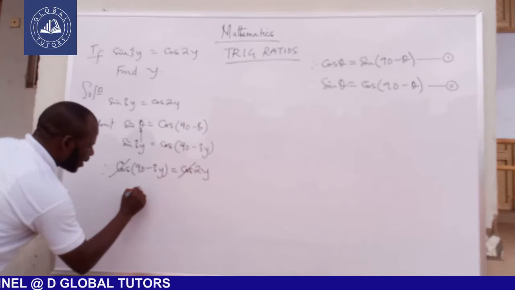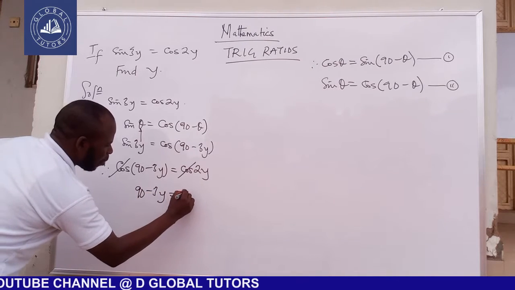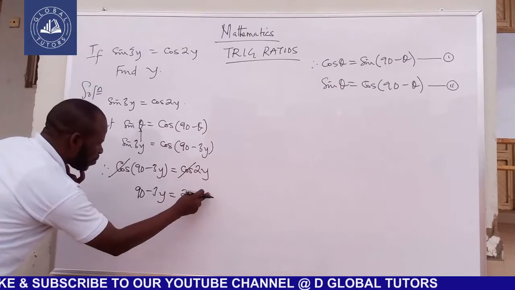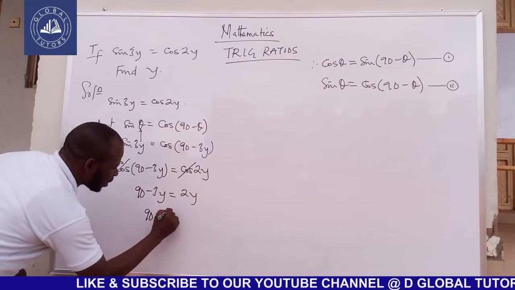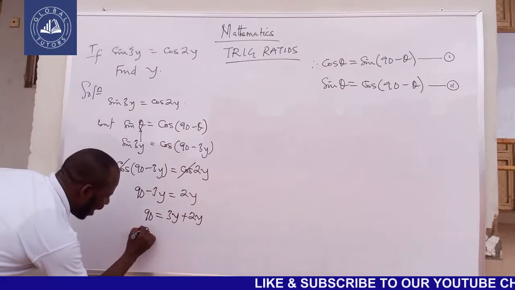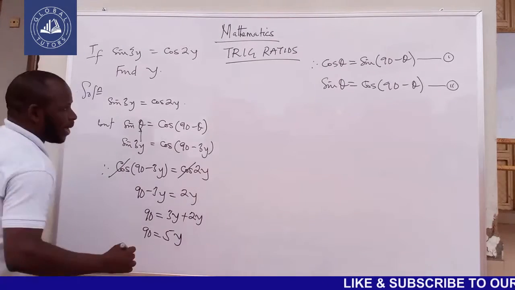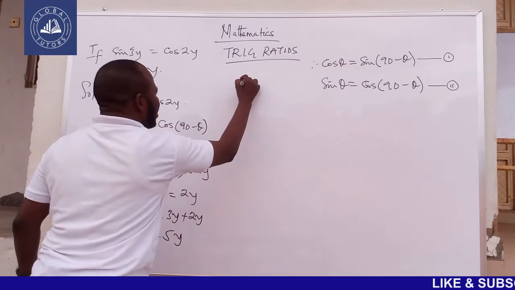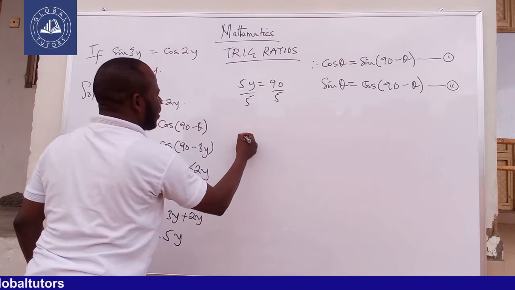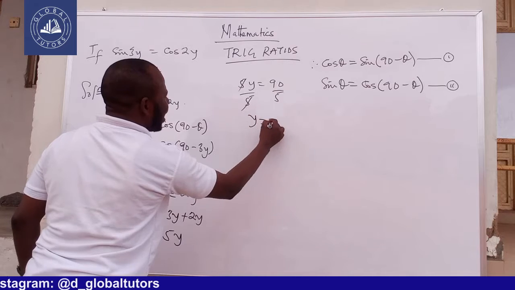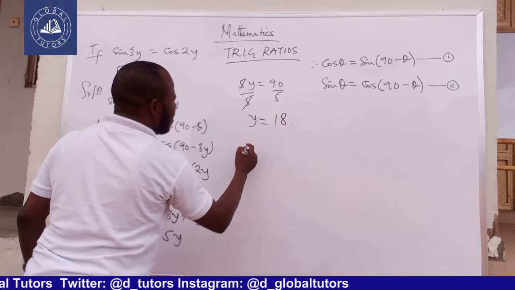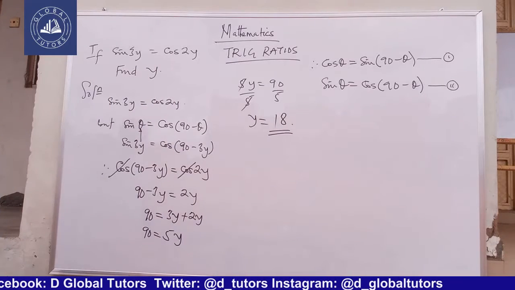Cos. So we are left with 90 minus 3y equals 2y. So what do we do? Collect like terms. So you have this moving to this side. So you have 90 equals 3y plus 2y. So what do we have? We have 90 equals 5y. So from here, 5y is 90. Then we can divide by 5. This cancels this. So we have y equals 5 in 9, that's 1. Then 5 in 40, that's 8. Meaning your y is 18.